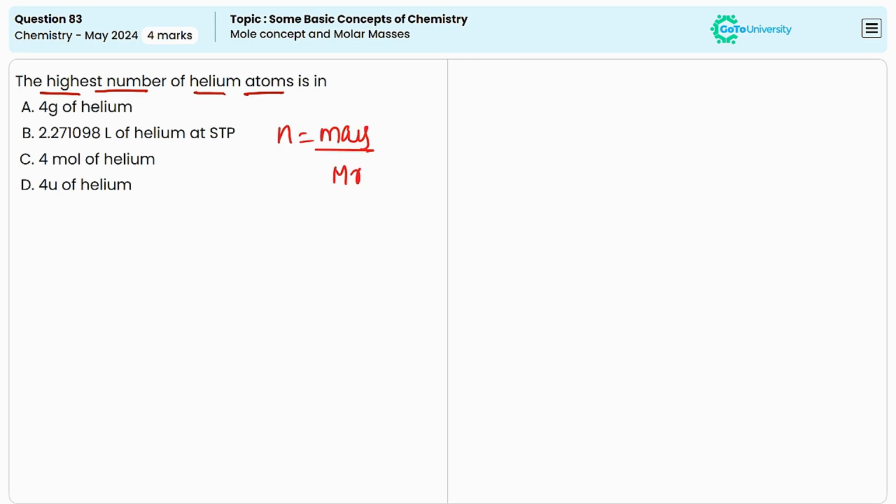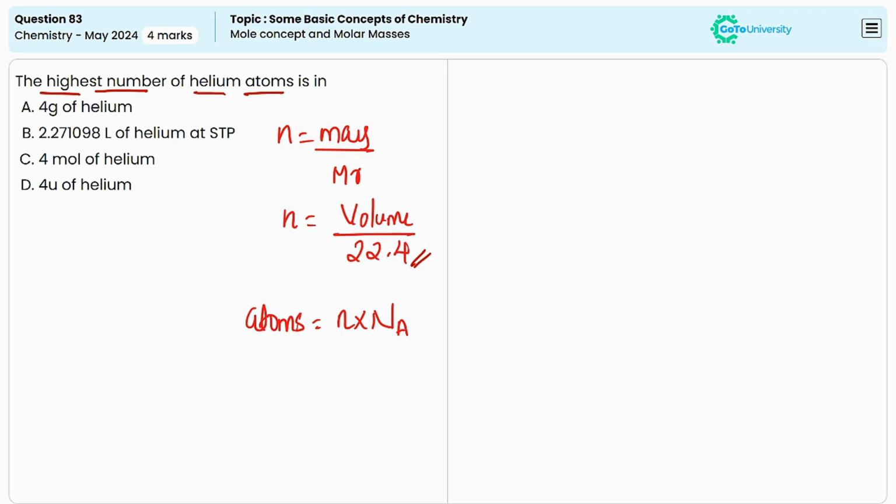If the mass of the substance is given, the number of moles will be equal to the mass divided by molar mass. At the same time, in case of gaseous substances, if volume is given, the number of moles will be equal to the volume divided by molar volume. Molar volume at STP is 22.4 liter. After finding out the number of moles, we can find out the number of atoms by multiplying the number of moles with Avogadro number, because 1 mole of every substance contains Avogadro number of particles.